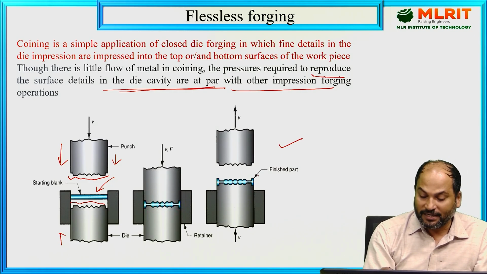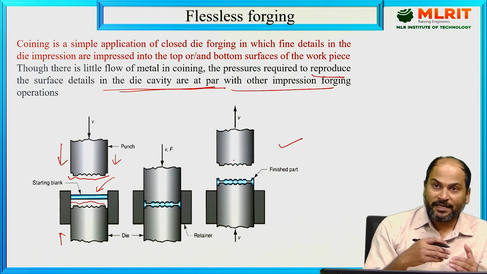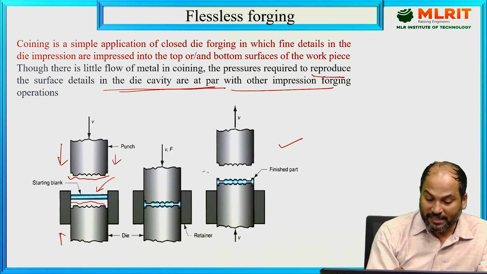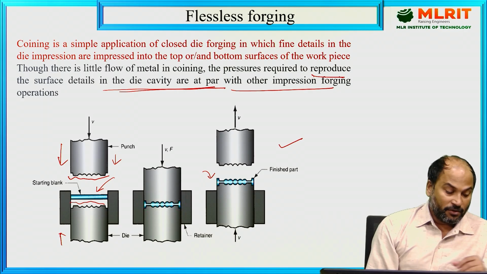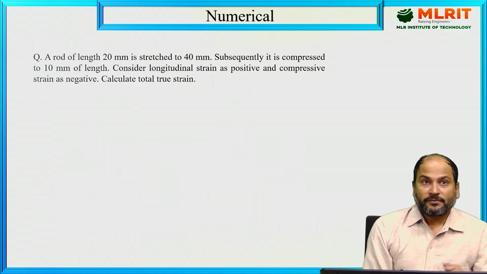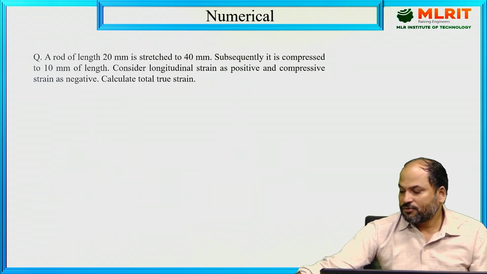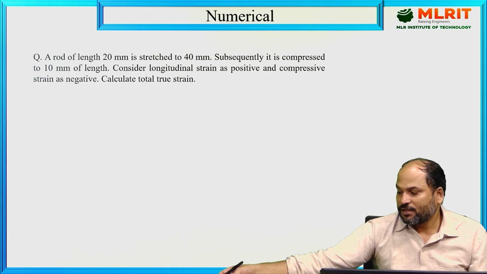Okay, and finally this is the finished part. Whatever the impressions are there, they have been completely imprinted on the workpiece. Okay, next we are going to take a numerical based on this process.